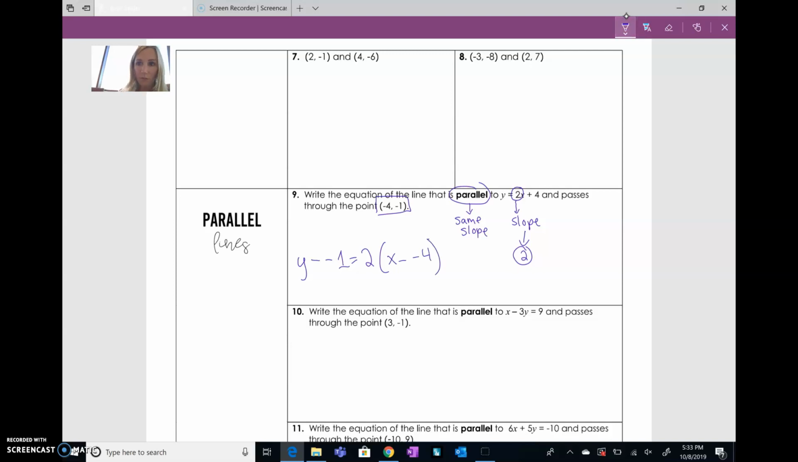Okay, so we're using point slope form. Minus a negative becomes adding, minus a negative becomes adding, and then we're going to distribute the 2. So I get y plus 1 equals 2x plus 8, and then I minus 1 and I minus 1, and y equals 2x plus 7.